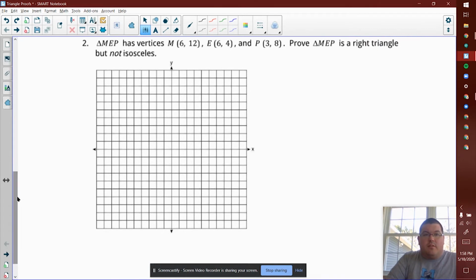Well, in example 2 here, we have triangle MEP, and the vertices are given here. Again, I need to mark out where my origin is because it didn't show up on this document. So M is at (6, 12). So 1, 2, 3, 4, 5, 6, and 1, 2, 3, 4, 5, 6, 7, 8, 9, 10, 11, 12. So there is M. We've got (6, 4) is where E is. So again, that's going to be 1, 2, 3, 4, 5, 6, and 1, 2, 3, 4.